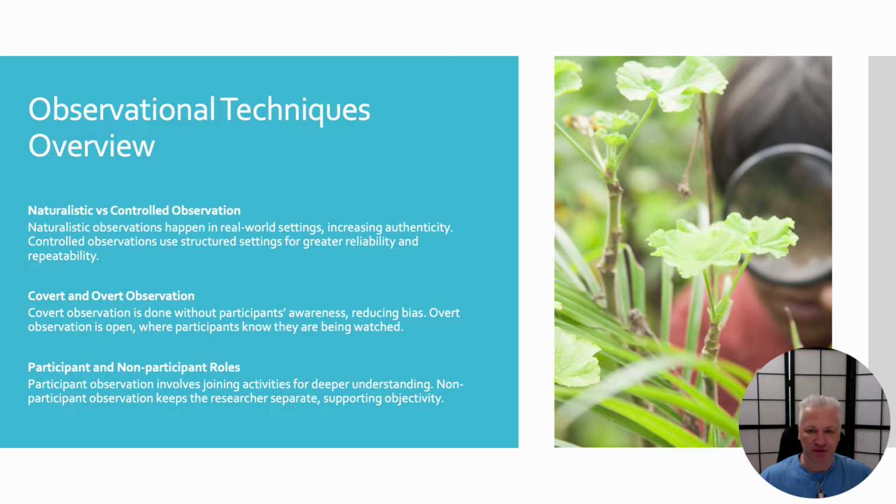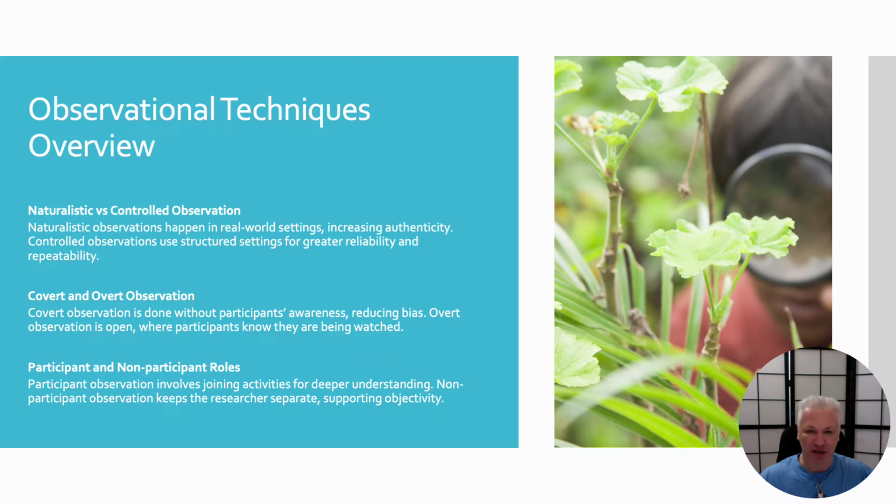Overt observation is where participants know they're being observed. So the strength is ethical issues are reduced, as informed consent can be obtained, and it's easier to gain permission and approval. However, the downside is participants may change their behaviour, sometimes known as the Hawthorne effect, and there is reduced validity due to social desirability.